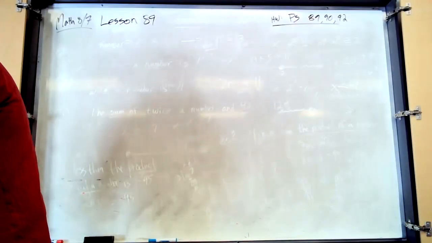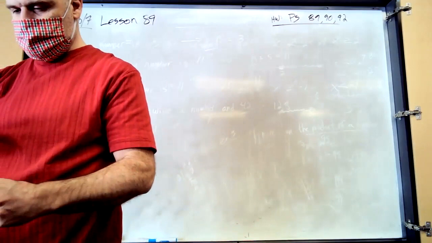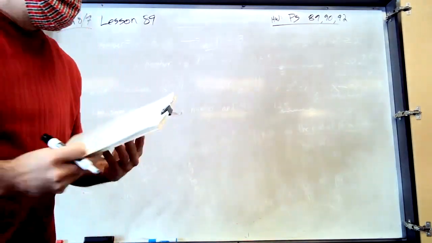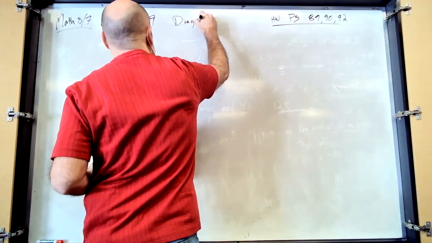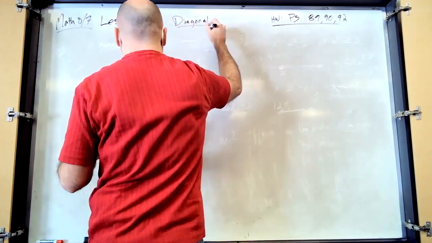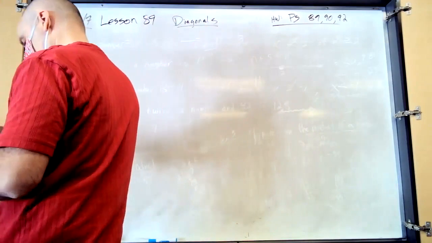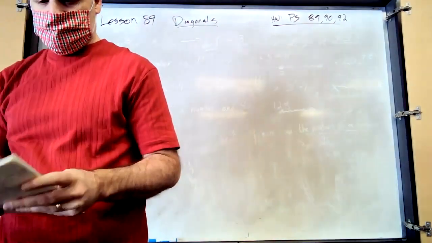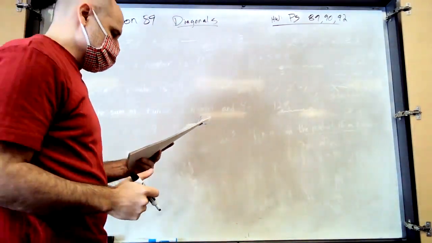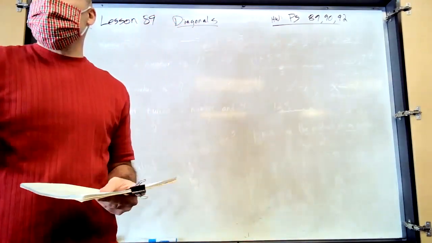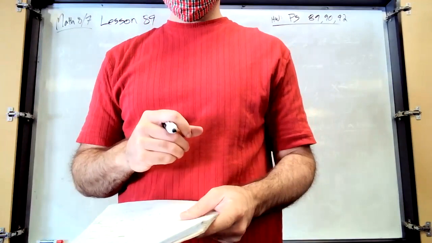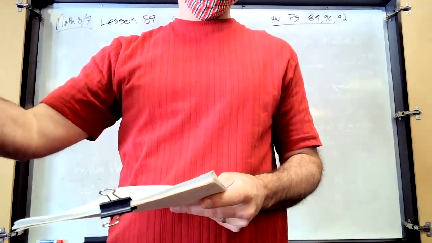We're going to talk about diagonals of polygons. Okay? That sounds interesting. They are, very interesting. Okay, so a diagonal of a polygon connects two non-consecutive vertices. What does it mean to be consecutive?